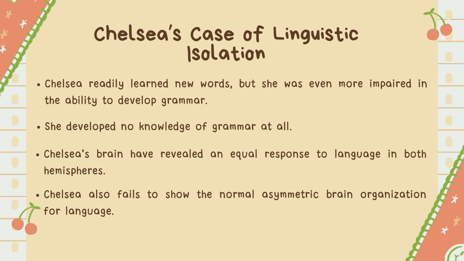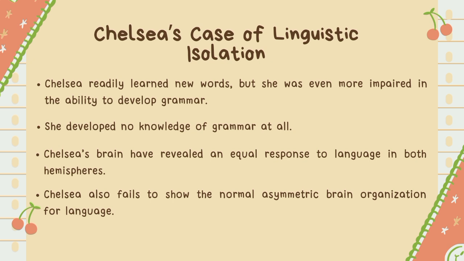She developed no knowledge of grammar at all. Despite learning a large vocabulary, Chelsea did not develop any understanding or use of grammar. She could not form grammatically correct sentences, indicating a severe impairment in syntactic development.